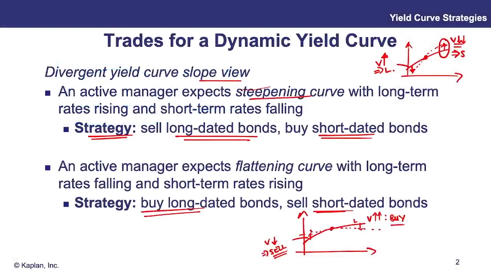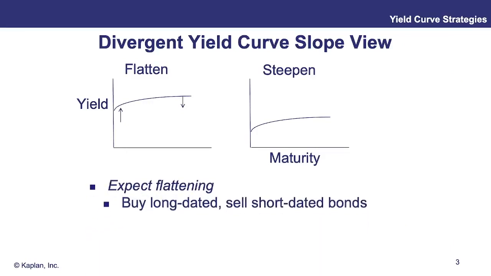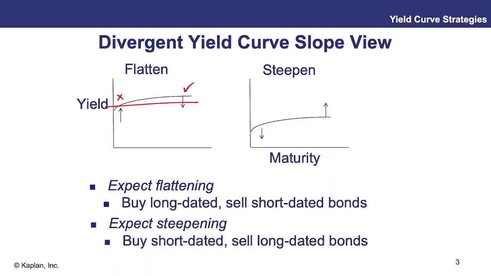Now, what about if we expected the... right, so the slides are going to catch up with us here. A flattener looks like this, and we know what we're going to do. All right, buy those long-dated ones and sell where rates are going up. If you expect a steepener, then you don't buy where rates are going up, you buy where rates are going down, okay? So yes, we did that already.